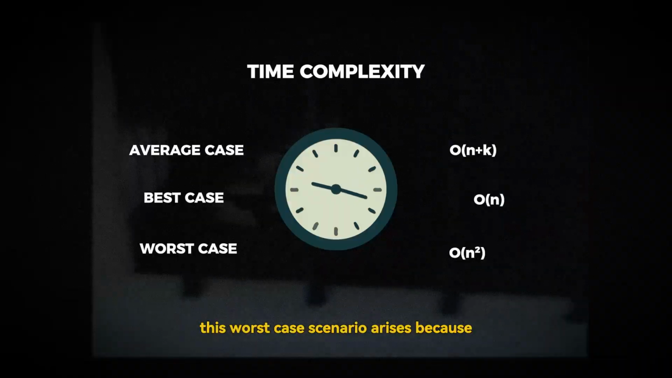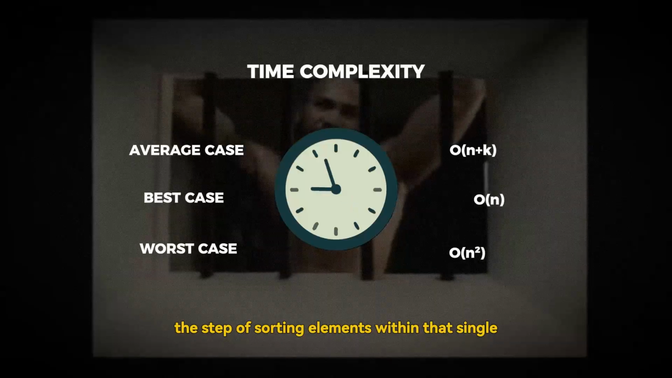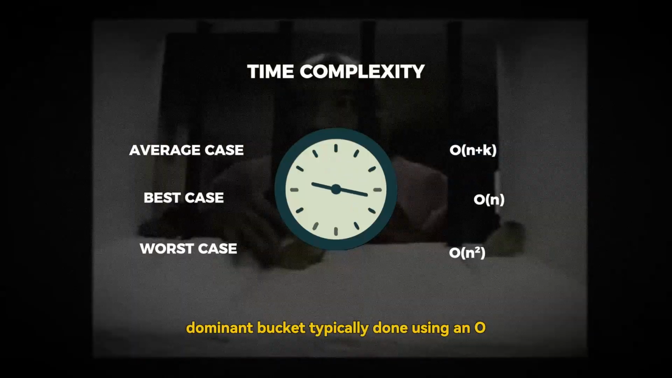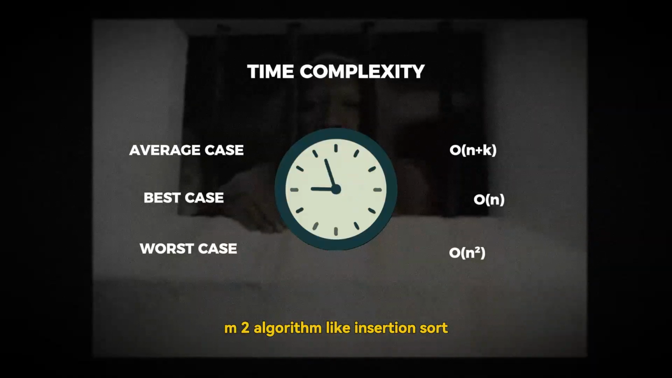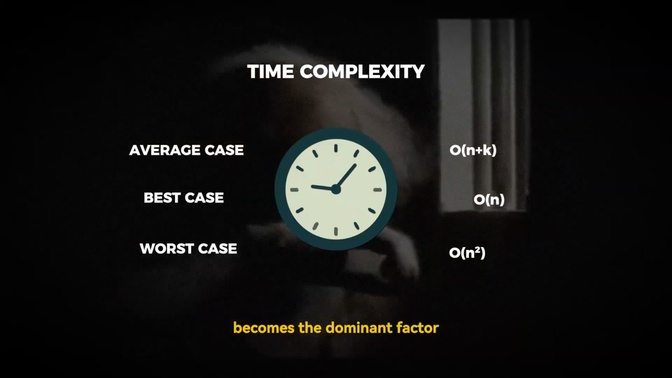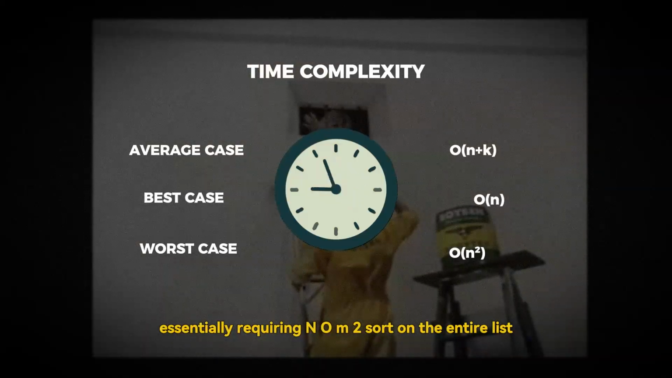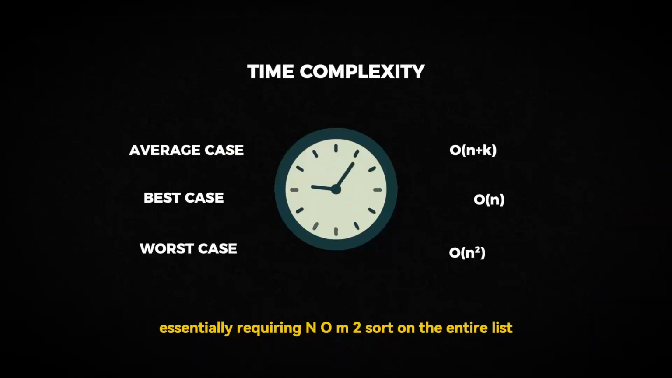This worst case scenario arises because the step of sorting elements within that single dominant bucket, typically done using an O(m^2) algorithm like insertion sort, where m is the size of the bucket, becomes the dominant factor, essentially requiring an O(n^2) sort on the entire list.